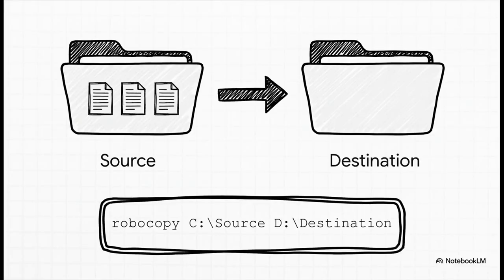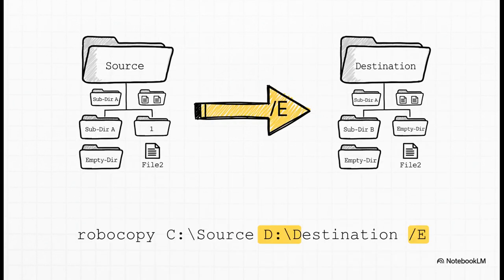So here it is, the absolute bare bones command. It's just Robocopy, then your source folder, then your destination folder. That's it. This will copy the files from C:\source to D:\destination. Simple.